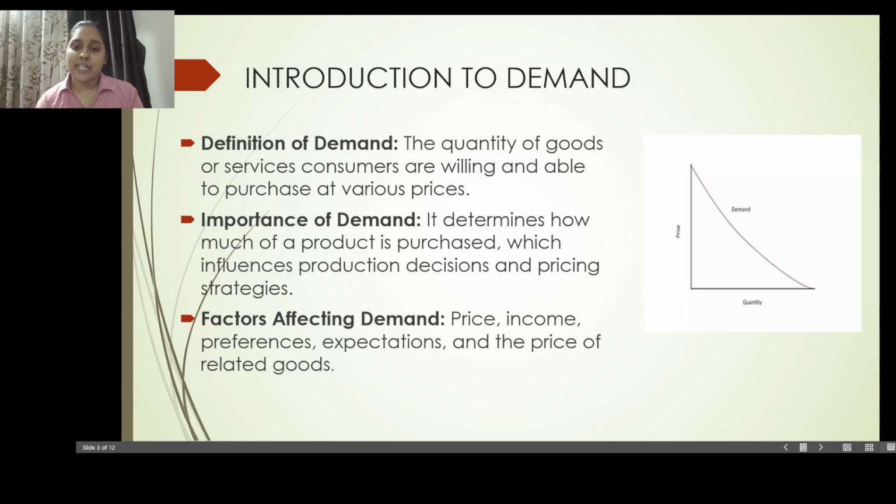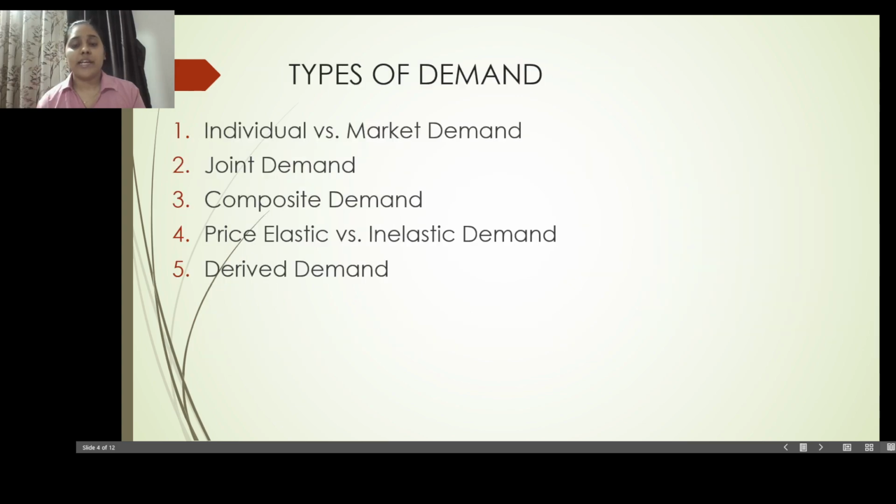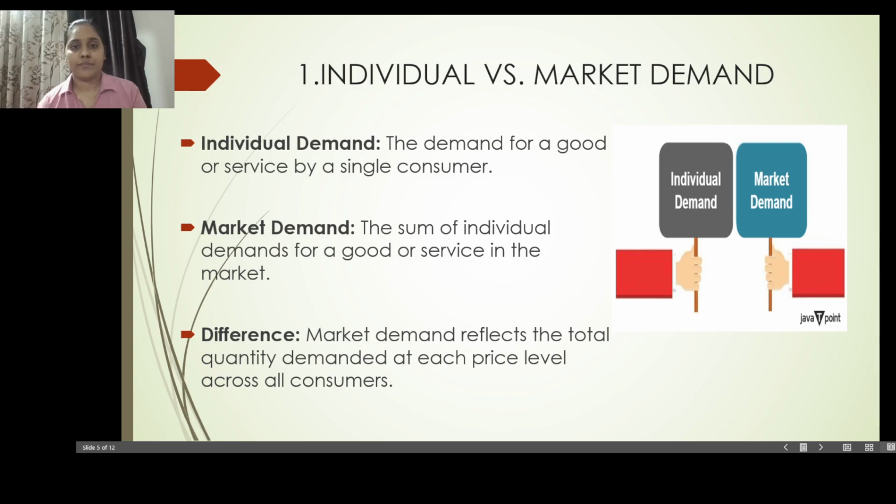Now that we understand demand, let's look at these different types. There are different types of demand and each plays a role in the market. The main types are: first is individual versus market demand, second joint demand, third is composite demand, fourth is price elastic versus inelastic demand, fifth is derived demand. Let's go through each type one by one. Let's begin with individual versus market demand.